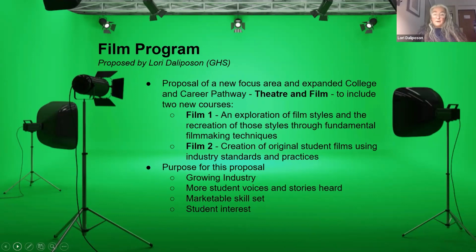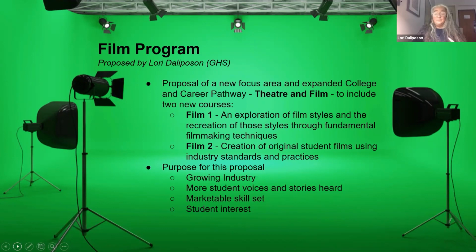And a film one course would be looking at different styles of film, from silent film to Bollywood and everything in between, and have the students emulate that style of film. So maybe take a scene from The Good, the Bad, and the Ugly and recreate it with all of the editing, etc. And that way they would learn all the skills of film and about film at the same time.